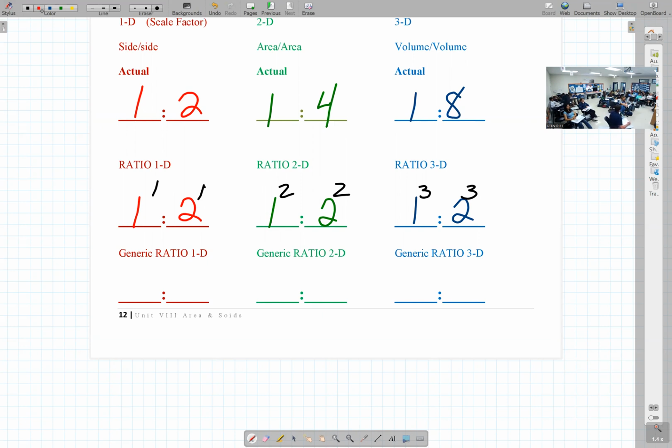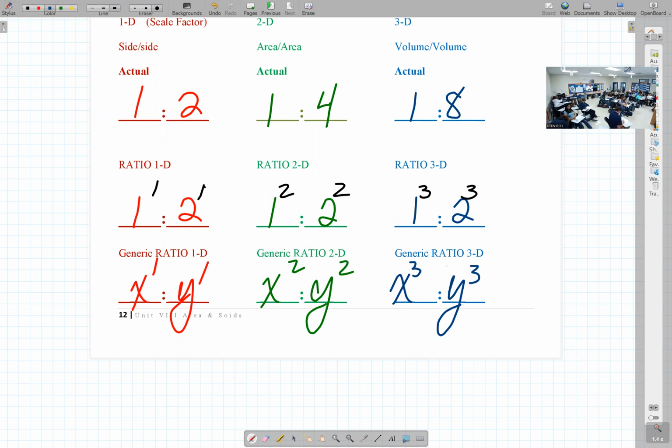Here's the generic version. X to Y to the first. And this would be X to Y to the second. And of course, this would be X to Y to the third. Keep that where you can see it, please.